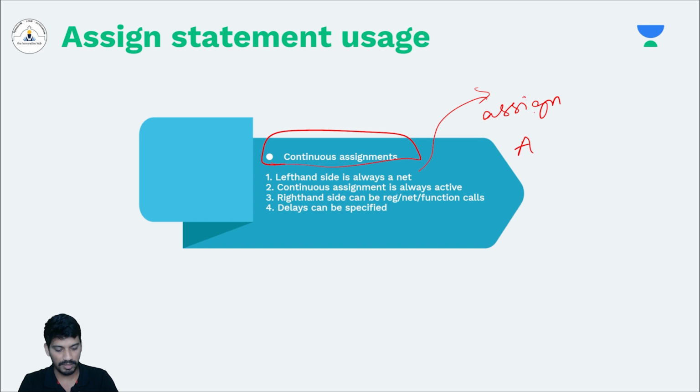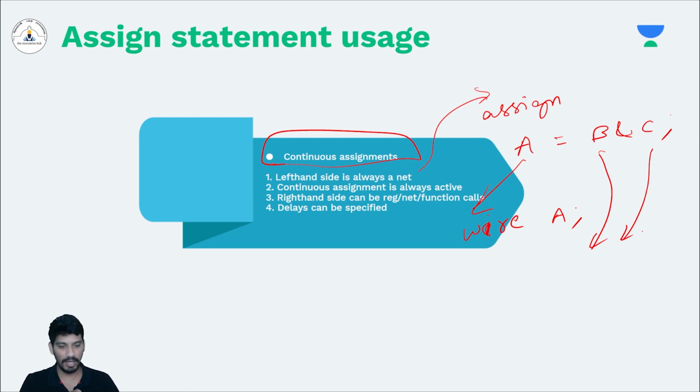ASSIGN, this is the assign keyword. Let's say assign A is equals to B and C. So this A should always be a net. Net means we know how to define net, a wire. You need to use a wire A. And B and C can be anything. It can be any data type, like it can be a net or register or vector of net or register or even function calls also, right? The right hand side can be a reg, net or even function calls. I will give you an example for this.